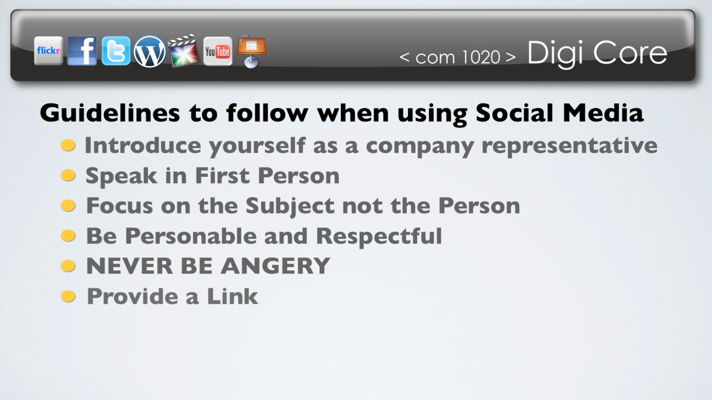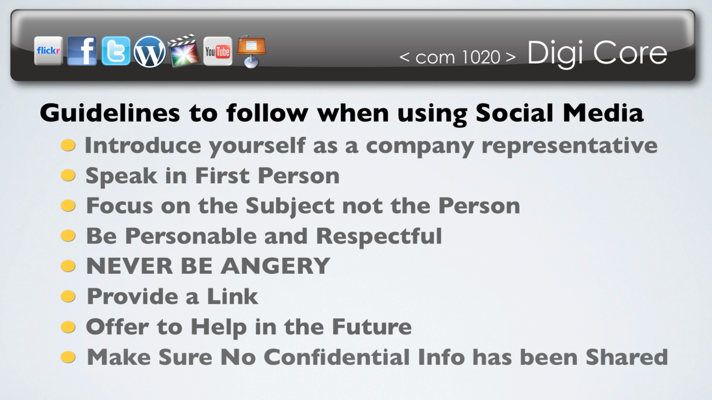You should try to provide a link that will offer help in the future. And then lastly, you need to make sure that no confidential information has been shared. As you look over your message before you hit send, make sure you're not sharing something that you don't want the rest of the world to know, because when you tweet, you tweet to the world. You can go back and take back a tweet, but once it's out there, someone may have screenshotted it or kept it in their feed, and it still could be out there. So there are our guidelines.